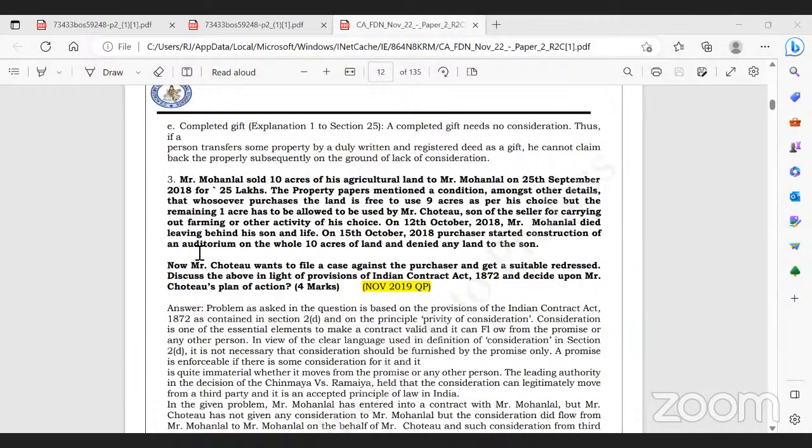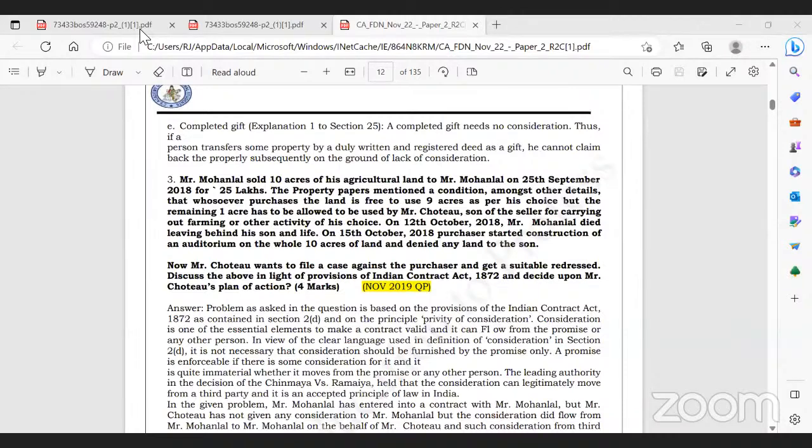Mr. Mohanlal sold 10 acres of his agricultural land to Mr. Mohanlal on 25th. He sold it to himself? Sir, it is Mr. Choti. Who's filling this? Sir, it is in the answer; it is Mr. Mohanlal and another person with that name. Okay, so Mr. Choti. Mr. Mohanlal sold to Mr. Choti. Read the whole thing.